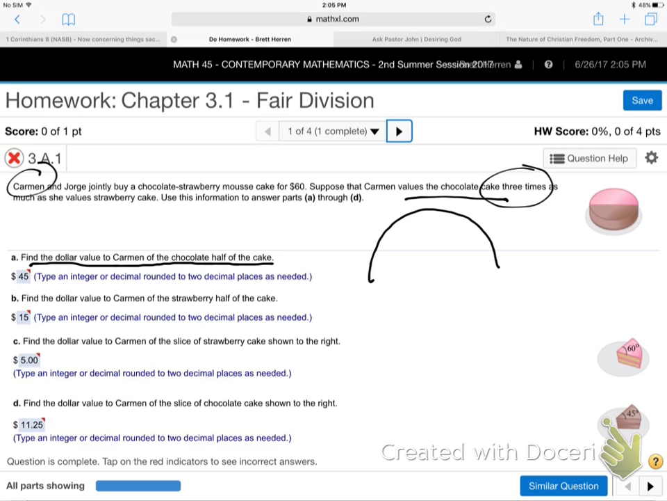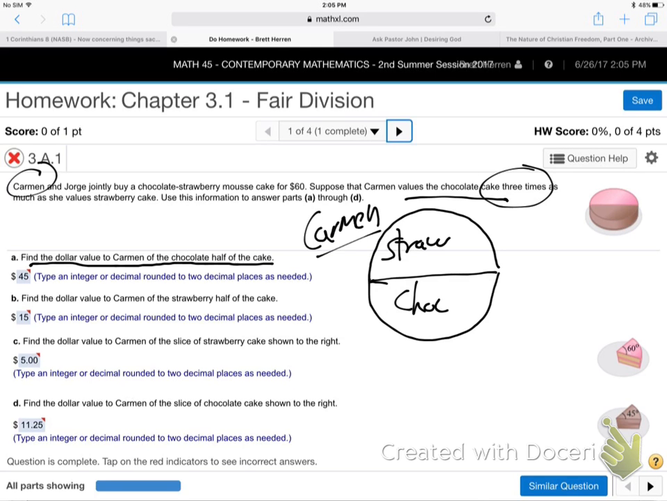So we've got this cake like this. Chocolate is down here and strawberry is up here. So this will be Carmen. Jorge's going to look differently at the cake, but let's just do Carmen right now. So how does Carmen feel? Well, it says here that she values chocolate 3 times. The whole cake cost $60.